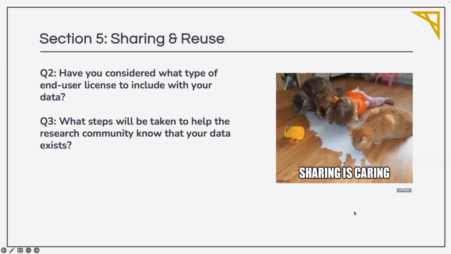In addition to this, end user licenses to include with your data. In that resource guide, I've given a link to the Creative Commons licenses. These are the most common types of licenses that go on these type of assets. Sometimes your funders will require certain types of licenses. If you are dealing with collaborators, you'll want to talk to them. If you have any data sharing agreements, MOUs, those can all stipulate the types of end user license to include with your data.